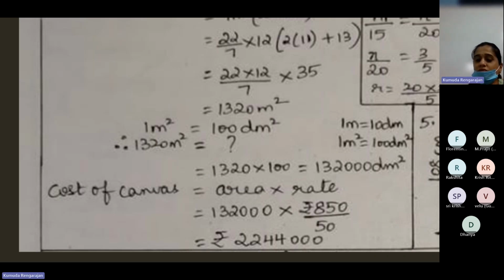So first thing, the canvas is not used to make the floor of the tent. Canvas is used to make only the CSA of the cylinder and the CSA of the cone, so it is 2 pi RH plus pi RL. We get the area in meter square because all the values are in meters. Convert that to decimeter square. The rate is not given per decimeter square, it is given for 50 decimeter square, so divide by 50 to get the rate for 1 decimeter square. Now multiply the area in decimeter square with the rate per decimeter square to find the total cost.